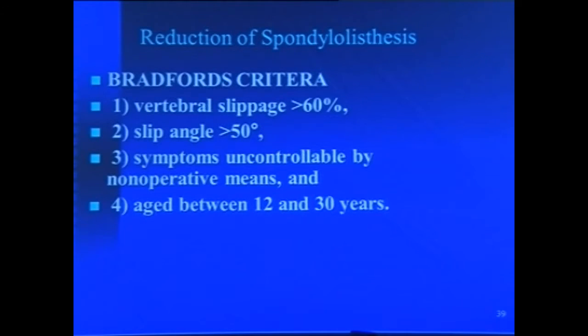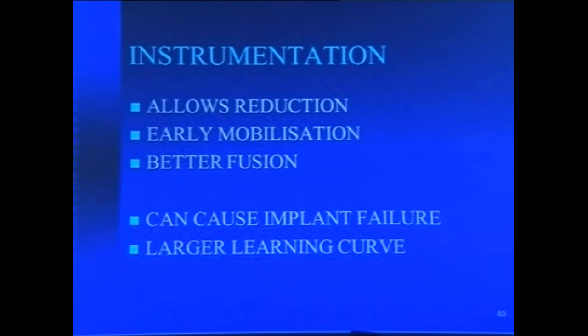This is done in cases if the slip is more than 60% and the slip angle is more than 50, and the patient has still not responded to the conservative treatment which we had discussed in the form of 5B, and if the patient's age is between 12 to 30 years.